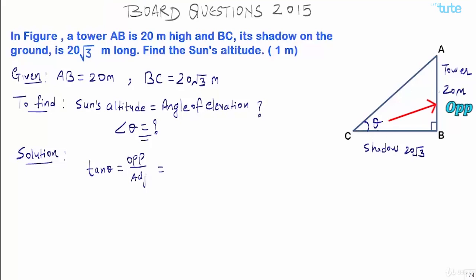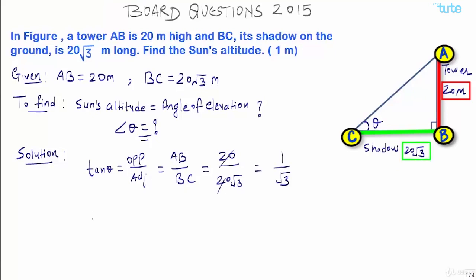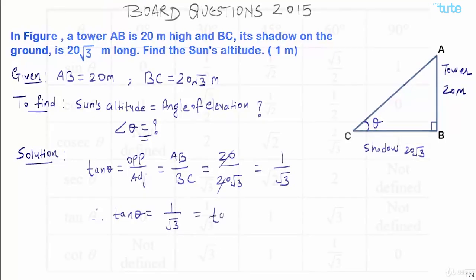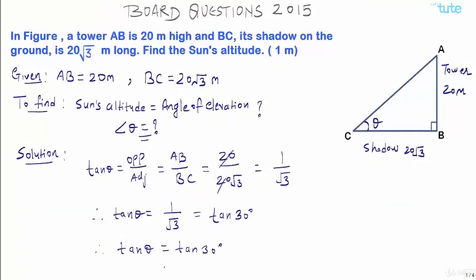The opposite side for the angle theta is the tower, that is the side AB, and the adjacent side is BC. AB is 20 and BC is 20√3. So this comes to 1/√3. Therefore, tan theta is 1/√3. And we also know that 1/√3 is the value of tan 30. So we can write tan theta is equal to tan 30, which means theta is 30 degrees. And therefore, we have got the sun's altitude as 30 degrees.